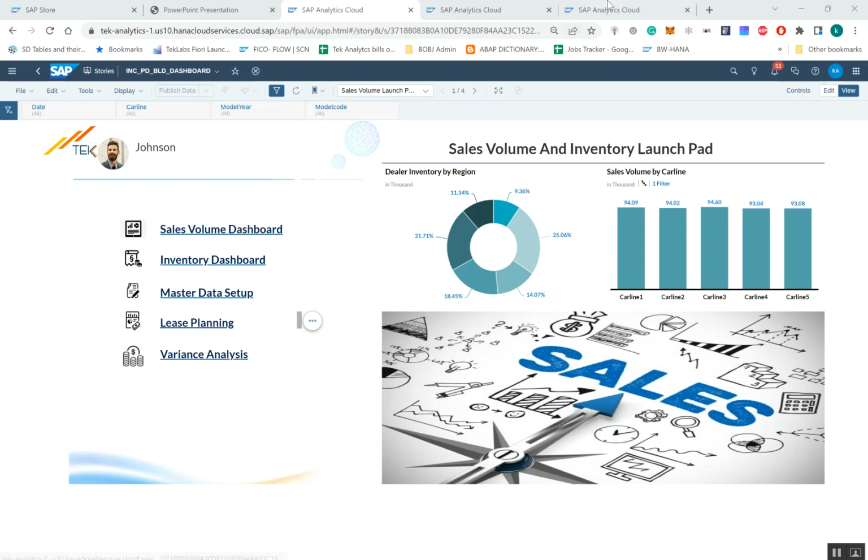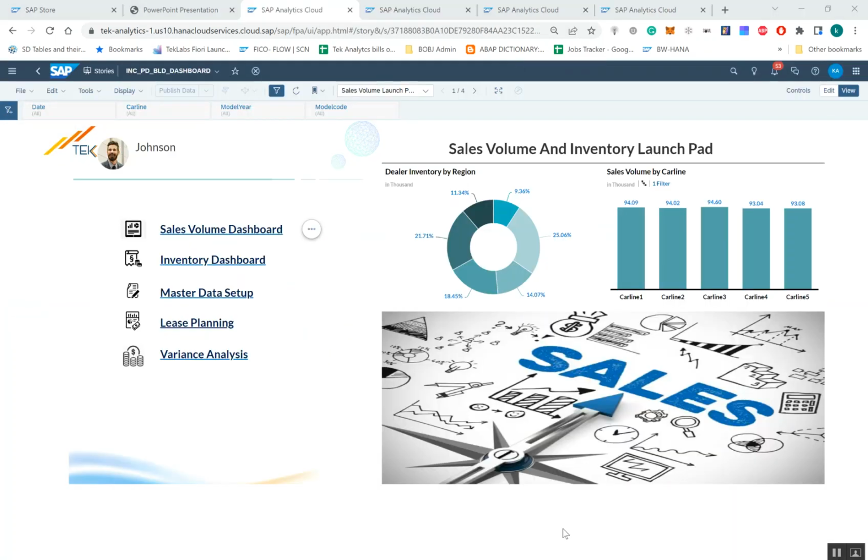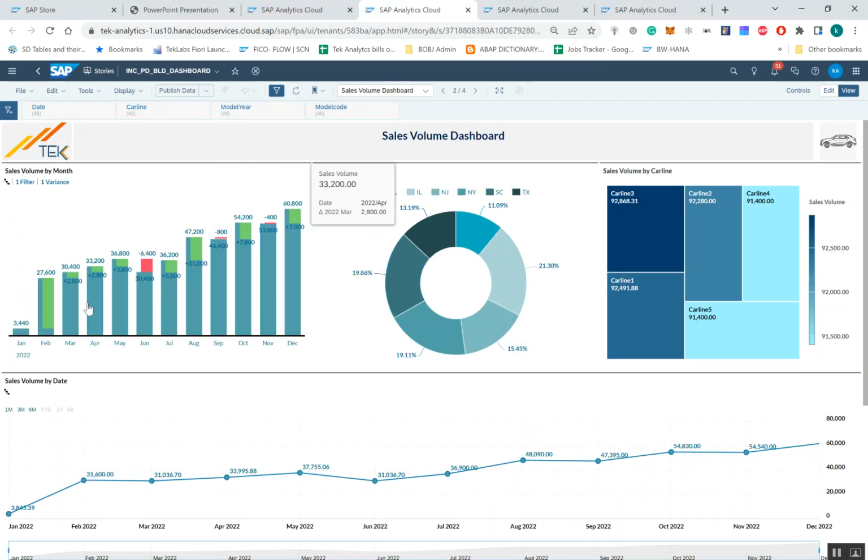The sales volume dashboard is the primary metric which drives the whole incentive planning. The sales volume dashboard will show all the volumes by different regions, different car lines, as well as different geographical locations, with a historical trend.